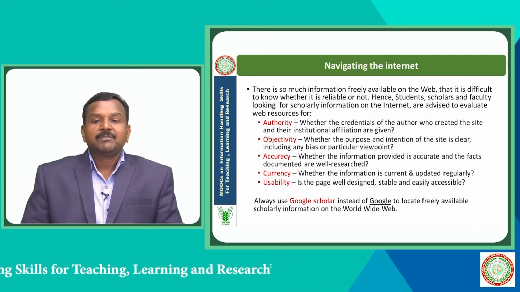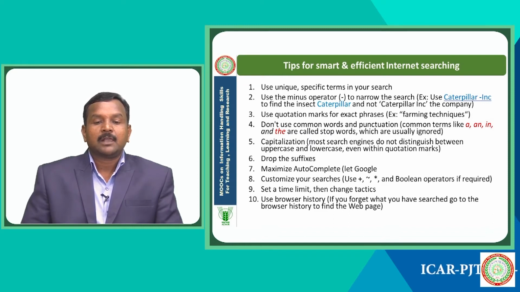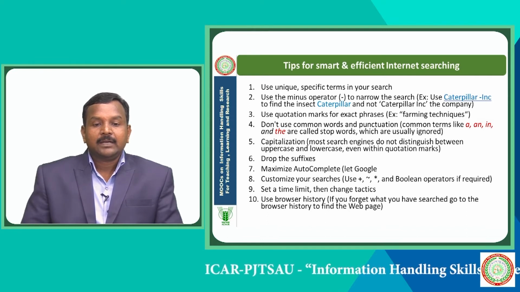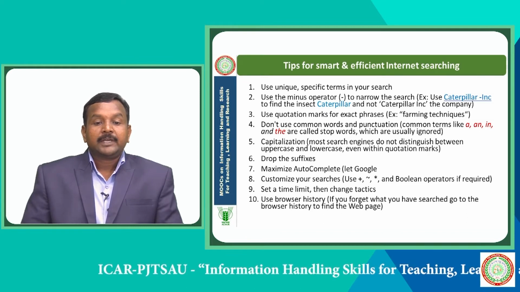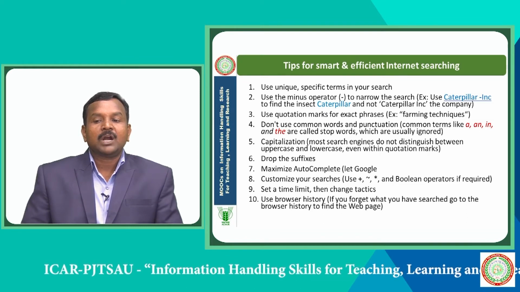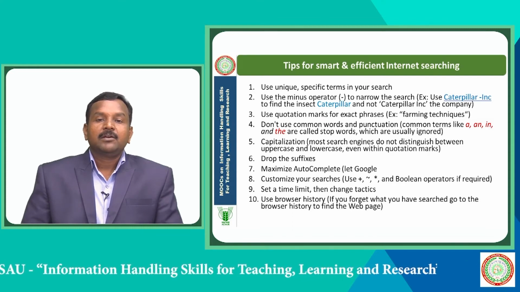Here are some tips for smart and efficient internet searching. We should always use unique, specific terms in the search, use minus operators to narrow the search, and use quotation marks for exact phrases. Don't use common words and punctuation marks like a, an, in, the, which are called stop words, which may usually be ignored.